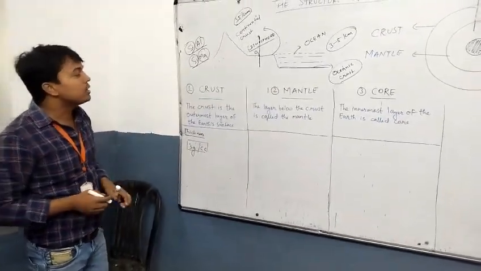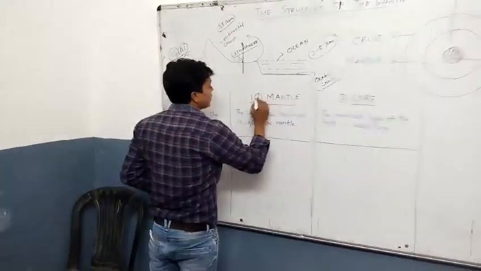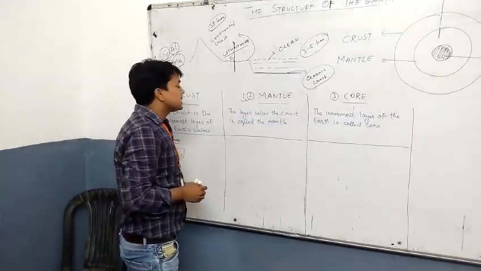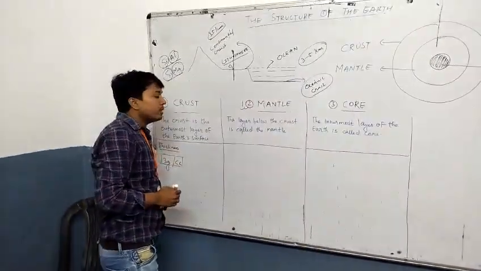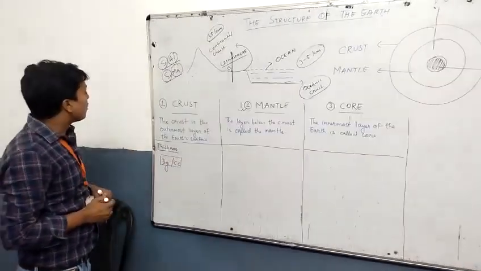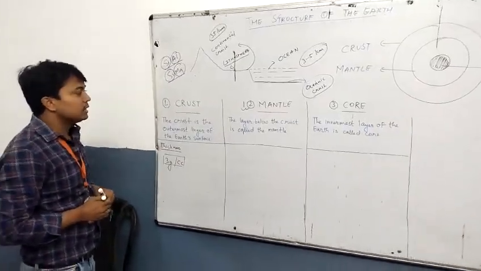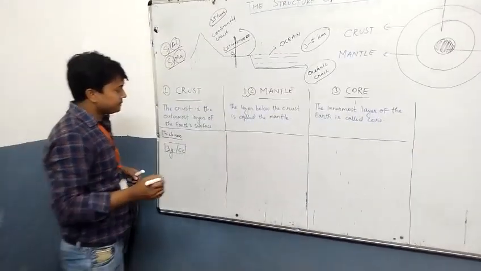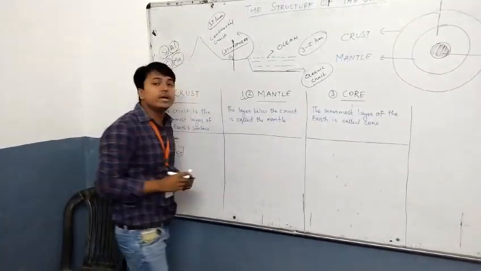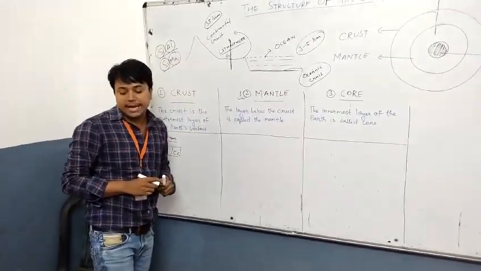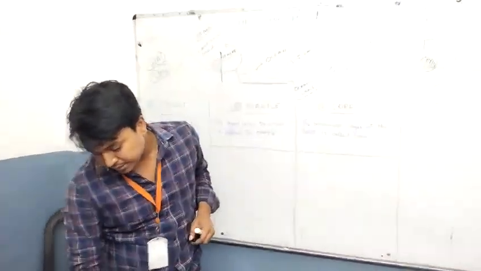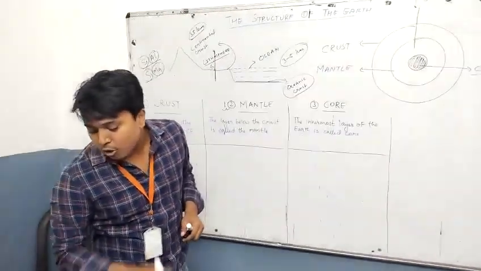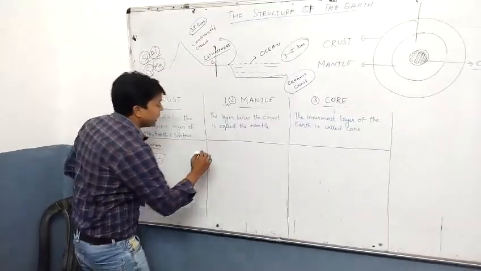Okay. Now we come to mantle. The layer below the crust is called mantle. Now we talked about the thickness of the mantle. The thickness of the mantle is 2900 kilometer.